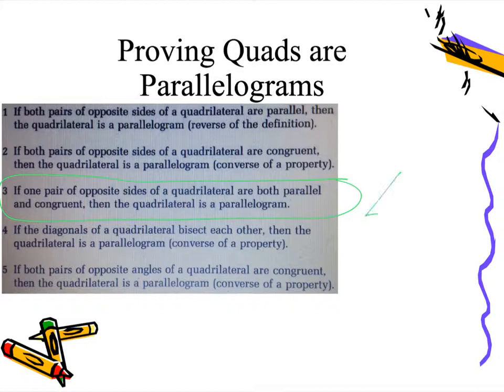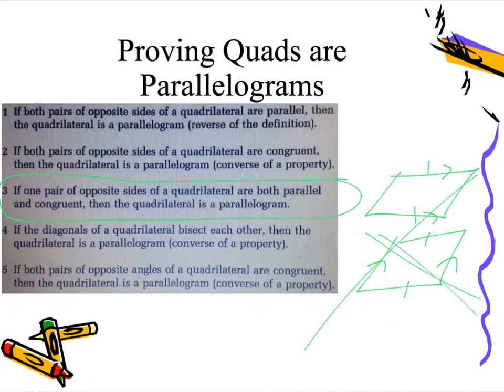And I want to reiterate that if these are the opposite sides we're saying are congruent, these are the ones that also have to be parallel. It can't be a situation where these are parallel and these are congruent. That does not work. Only the top one right up here would work.